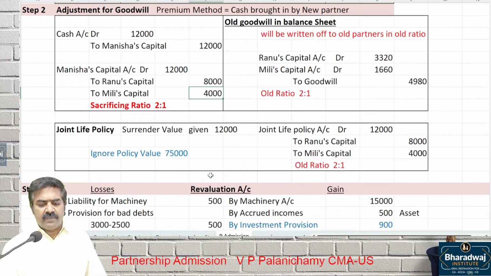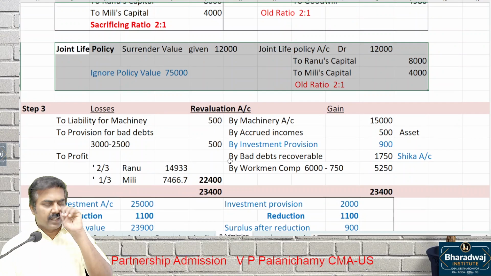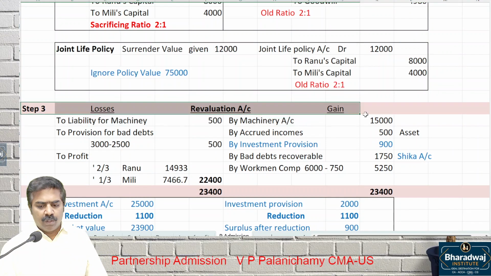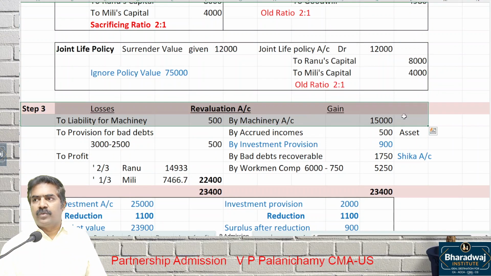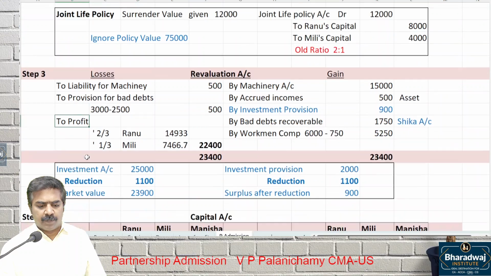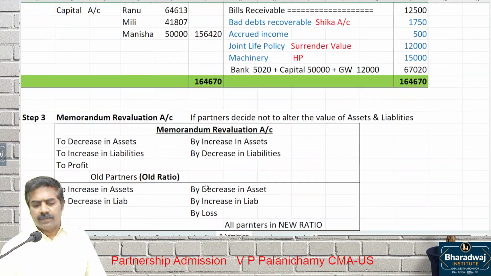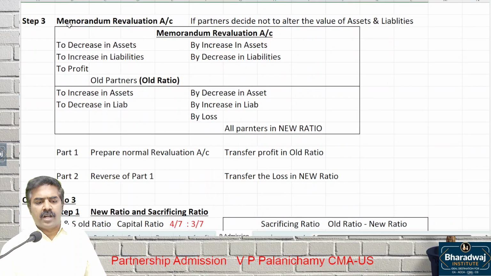Joint life policy, we make adjustment for policy value or surrender value. Surrender value, we make adjustment for surrender value. Then we prepare revaluation account with gains and losses. We transfer the profit. Then we prepare which account? Capital account. Last class, we have done memorandum revaluation account.